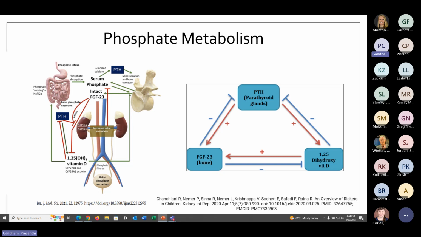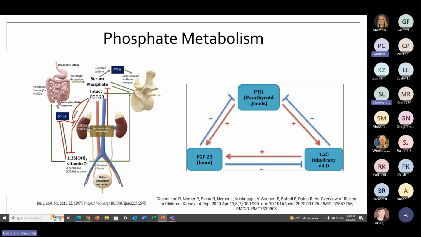In healthy individuals, an increase in serum phosphate concentration induces the secretion of both PTH and FGF23. And these two hormones, which are both phosphaturic, then reduce the expression of the sodium-dependent phosphate co-transporters 2A and 2C, which are expressed in the proximal renal tubules. The reduction in the expression of these co-transporters diminishes phosphate reabsorption and increases urinary phosphate excretion.